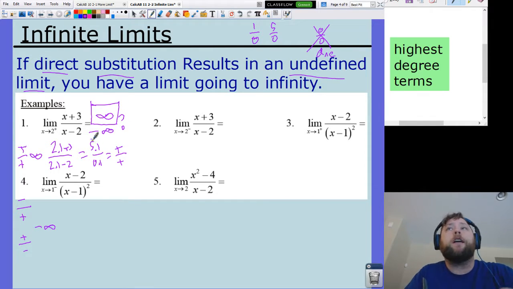I'm always going to have positive numbers as I'm approaching 2. So it's got to be positive infinity. Let's check the other way. So a negative infinity. So a little bit smaller than 2.